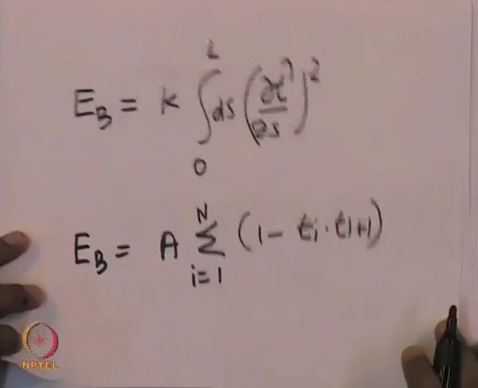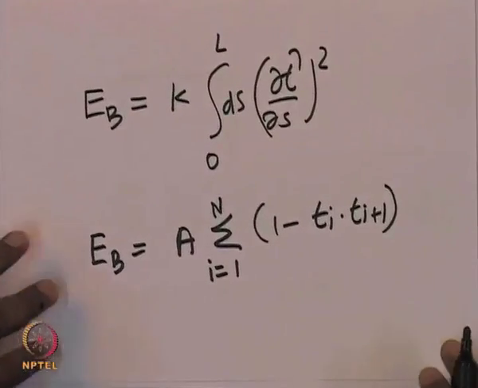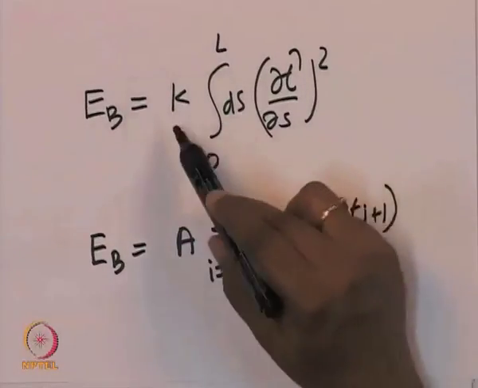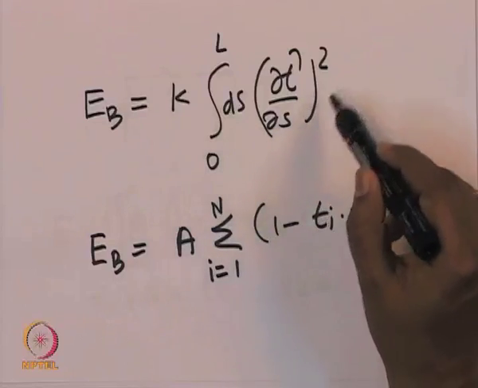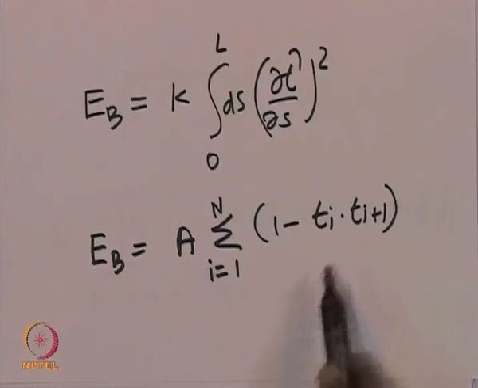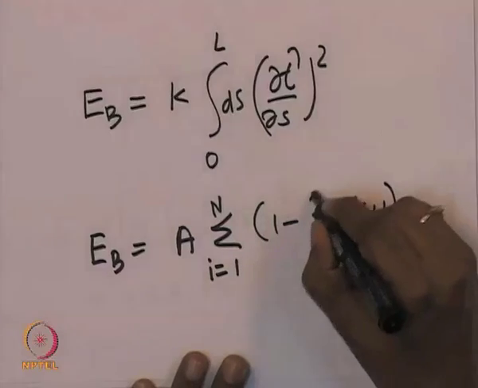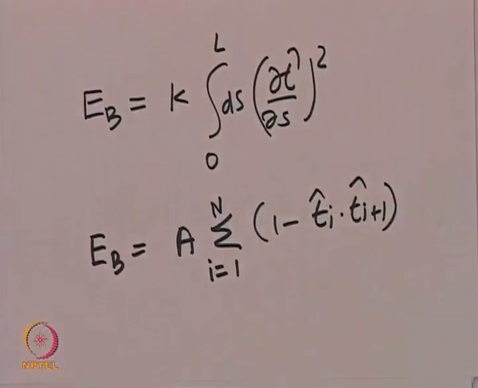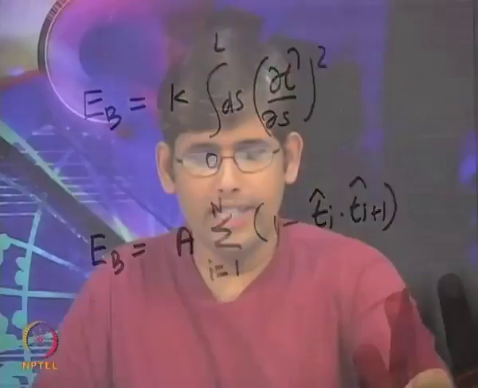So, these are the two energies in the discrete worm like chain model. Bending energy is kappa into dt by ds whole squared, and in a discrete format, it will be 1 minus T i dot T i plus 1, where T i is a unit vector. Okay, so now if you know the energy, we can think of calculating the partition function. So, the partition function is the sum over all states e power minus beta E.